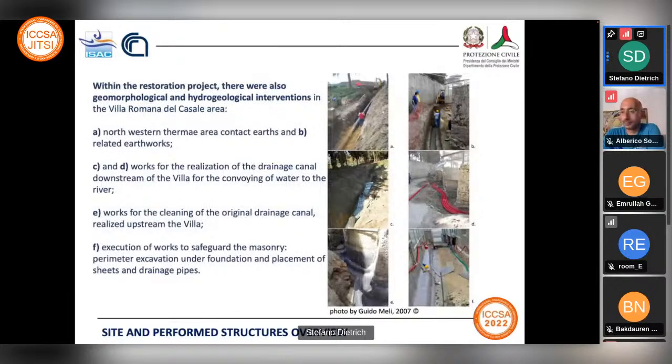Numerous interventions were made in the project, some of which are listed in the photos. Some earthworks in A and B, the works for the construction of the drainage channel downstream of the villa to convey water to the river in C and D, the cleaning of the original drainage channel upstream of the villa in panel E, and some work aimed at safeguarding the masonry in panel F.